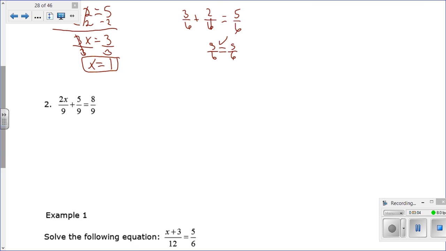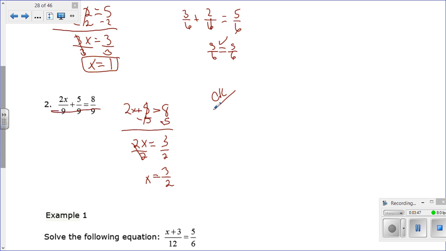So for number 2, I already have an LCD of 9. So I can multiply everything by 9, or when all my denominators are the same, I can just cross them out and then just solve. 2x plus 5 equals 8. So subtract 5. So 2x equals 3. Divide by 2. My answer is 3/2. Now that seems kind of strange to get a fraction when we're solving fractions, but it can happen.